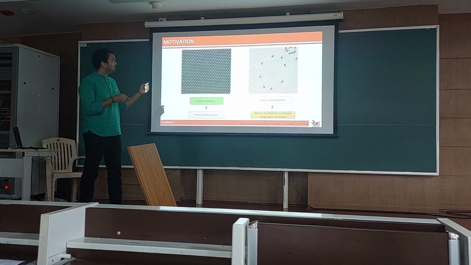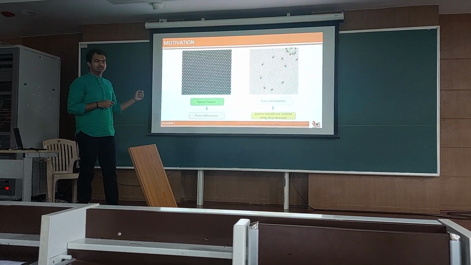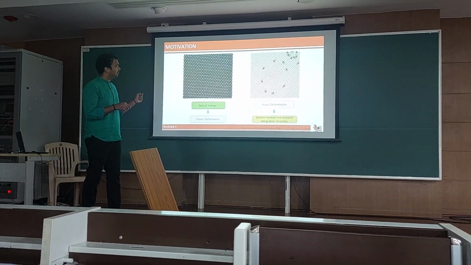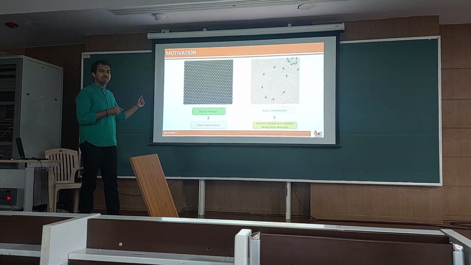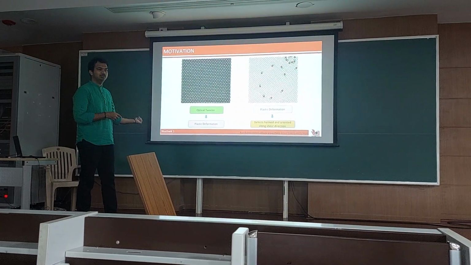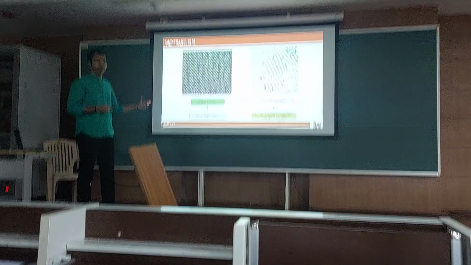So here 75 defects are found, and they are always oriented in the direction of the shear. So we see such a thing will happen in a crystal, and we are looking at what will happen in the case of an amorphous solid.